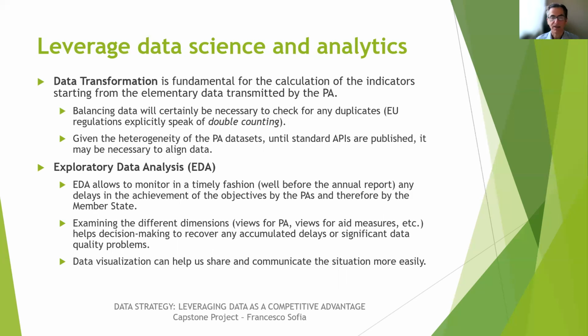Leverage data science and analytics. So data transformation is fundamental for the calculation of the indicators starting from the elementary data transmitted by the PA. Balancing data will be certainly necessary to check any duplicates that the EU calls explicitly double counting. Given the heterogeneity of the PA datasets, until standard APIs are published, it may be necessary to align data also.